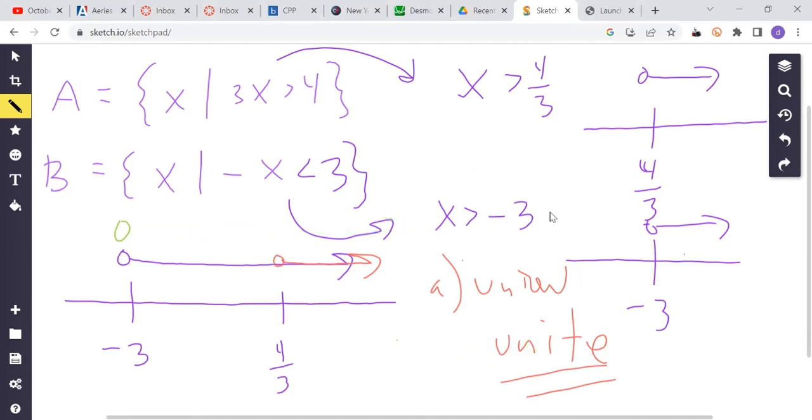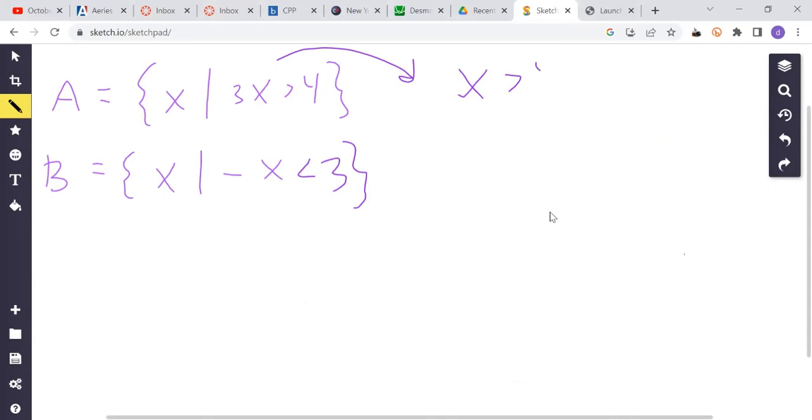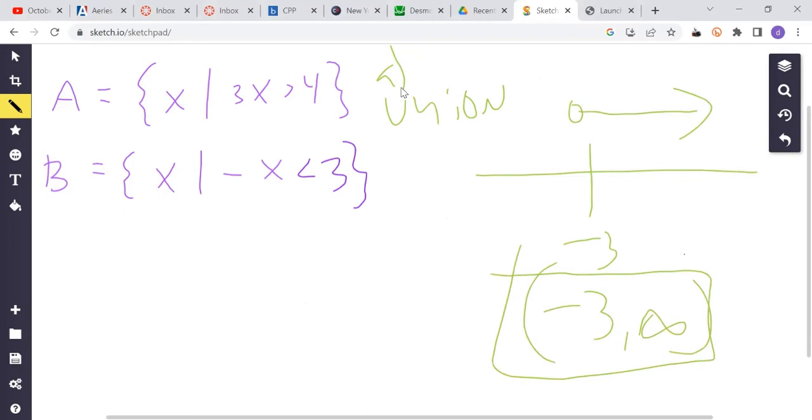So let me erase some of this here. So for that part there, for the union, let's get rid of all this here. For the union, for part A, we said this was the union, right? From -3 to infinity. Final answer, if they ask for the union of A and B, boom, there's the picture and there's the interval. Final answer.